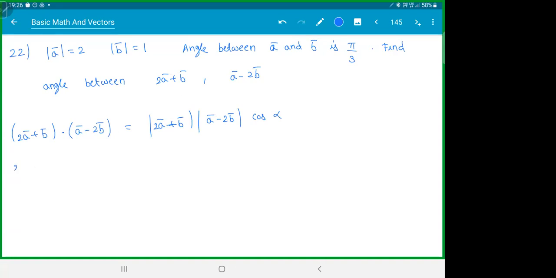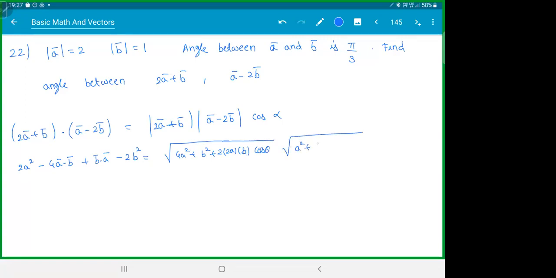So what is this dot product? 2a dot a will be 2a square, minus 4a bar dot b bar plus b bar dot a bar, minus 2b square. This is nothing but root over 4a square plus b square plus 2 into 2a into b into cos theta, where theta is the angle between a bar and b bar, times root over a square plus 4b square minus 2 into a into 2b into cos theta, into cos alpha. Check. Look at this equation, what I did.